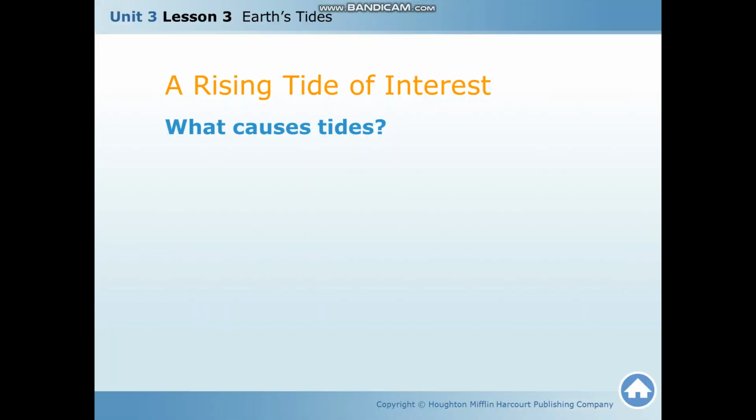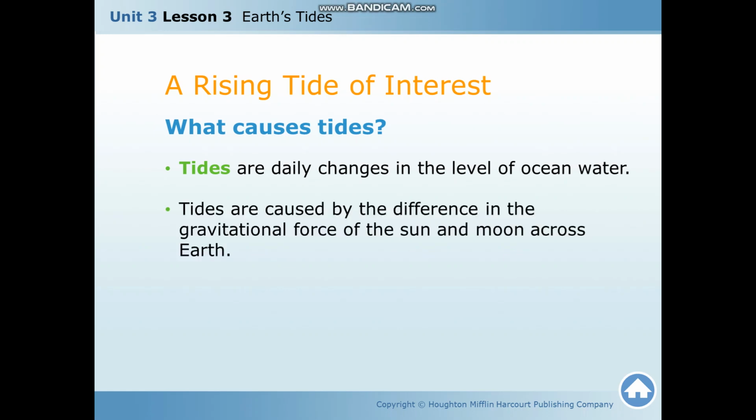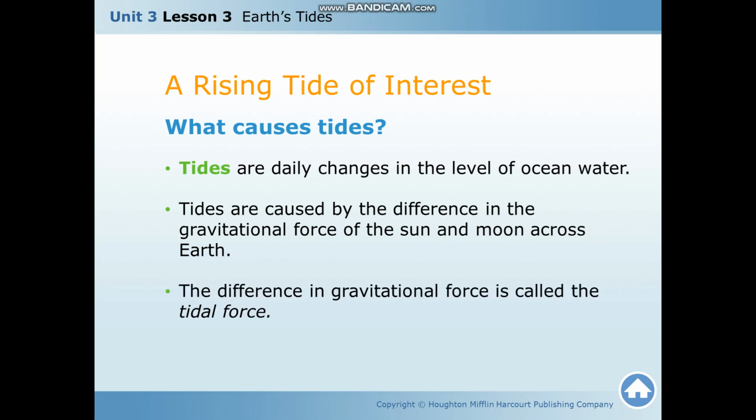What causes tides? Tides are daily changes in the level of ocean water. Tides are caused by the difference in the gravitational force of the sun and moon across Earth. The difference in gravitational force is called the tidal force.